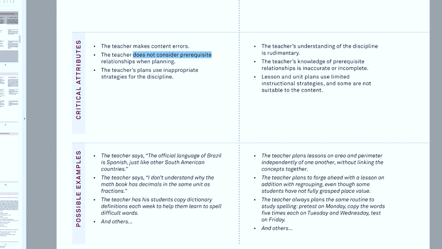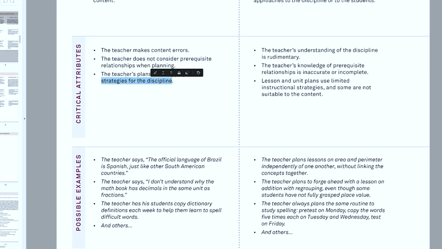And then you use inappropriate strategies for discipline. So you're just kind of a hot mess in this situation. And you know what? We've all been here. I've made content errors. I've made content errors live on webinars here in front of you guys. These things happen. It doesn't make you a bad person or a bad teacher. It's just, you got to do better. We got to make sure we don't make those mistakes.